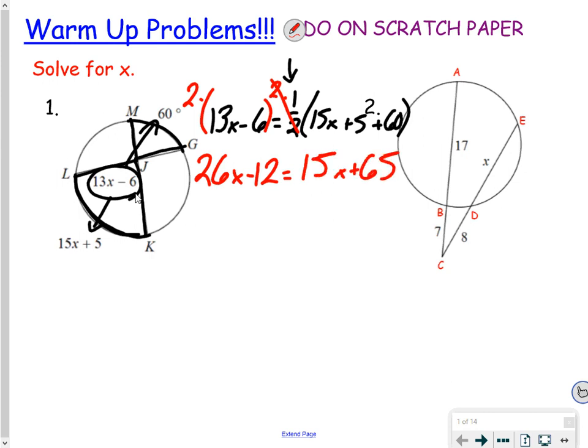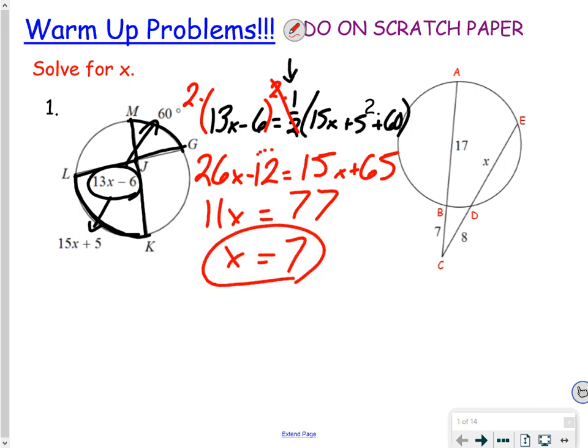And then from there, we just got to get all of our variables on one side, all the constants on the other. So subtract 15x, we get 11x, add 12 to both sides. We get 77. Divide by 11, we get 7. All right, so x equals 7 in this case. All right, let's check out number 2.